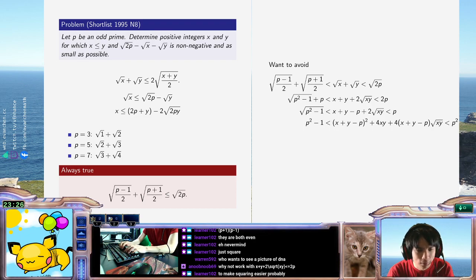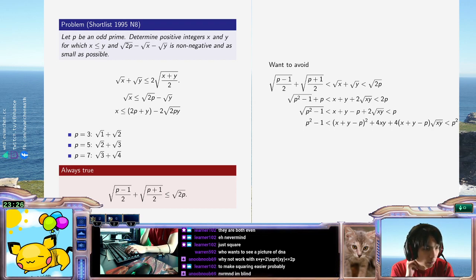Okay. Why not work with x plus y plus 2 root xy at most 2p? Yeah, I basically want to sandwich an integer between two integers, that's roughly the line of attack. And so this is looking really bad.